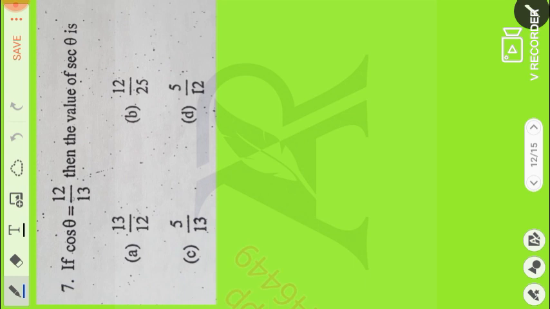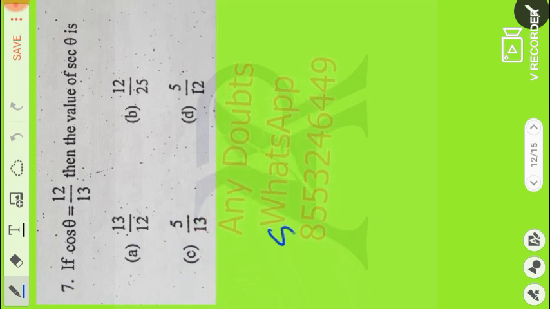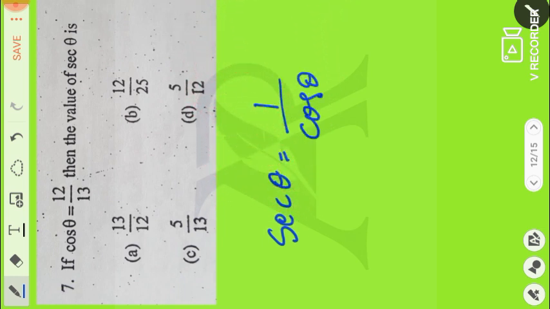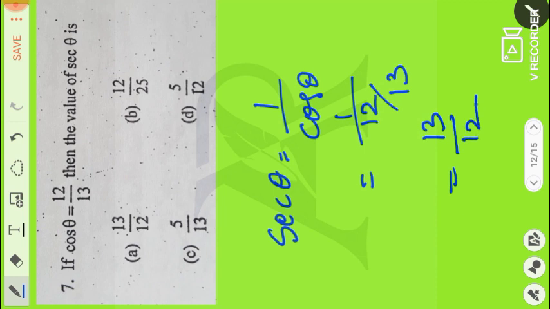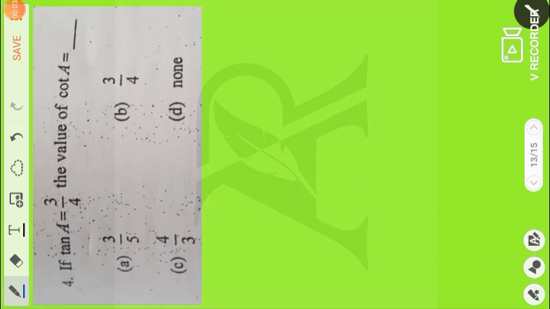If cos theta equals 12 by 13, then the value of secant theta is. We know the trigonometric ratio secant theta is equal to 1 by cos theta. They have given the value of cos theta. I will substitute that. 1 by cos theta, the value is 12 by 13. So if I take 13 to the numerator, it will become 13 by 12. Therefore, the value of secant theta is 13 by 12. Let us see the options. See option A, 13 by 12. That is the correct answer. Let us see the next question.